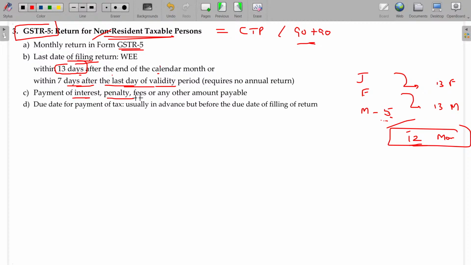And payment of interest, penalty, fee, all the amounts will be paid by that time itself. Usually payment of tax will be in advance. CTP and NRTP, we have studied in registration, they have to pay the tax based on rough calculation ahead of operations starting for registration, right? So here the due date of payment of tax is earlier, prior to starting the registration itself. If there is a shortfall, that shortfall will be calculated and paid along with the interest before you close your business.